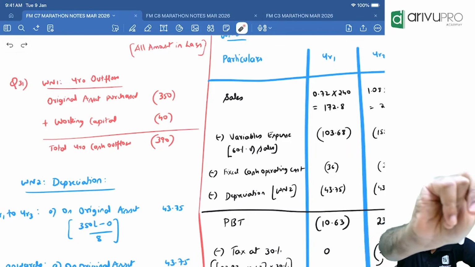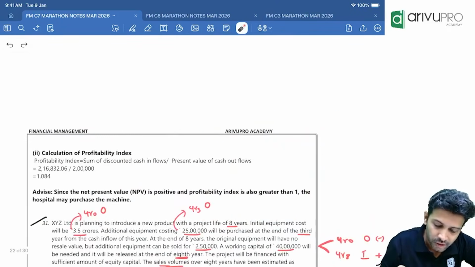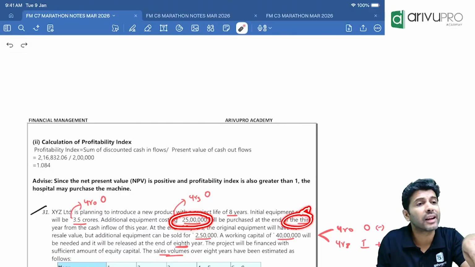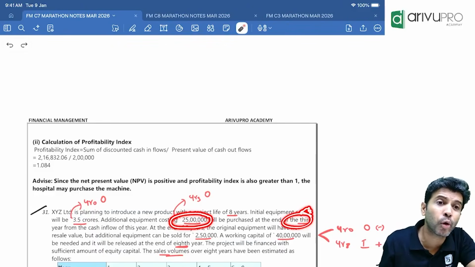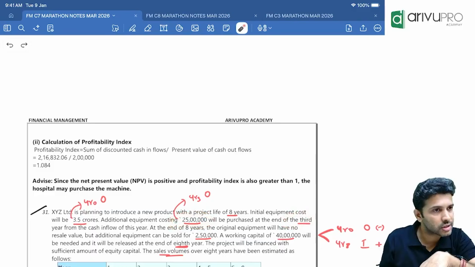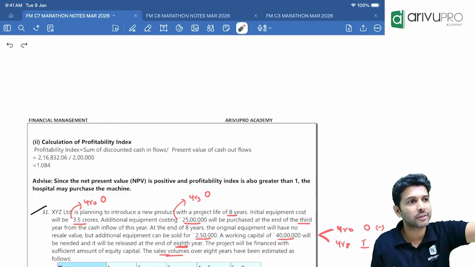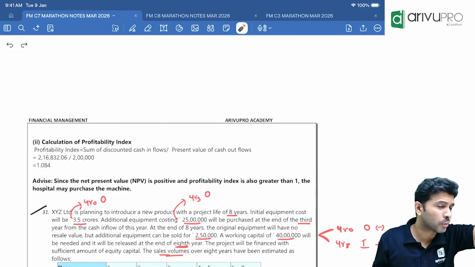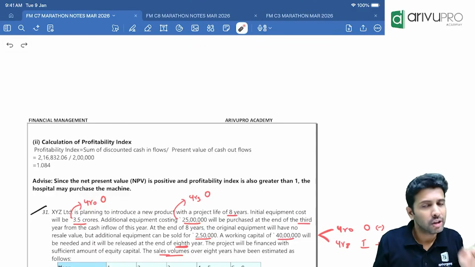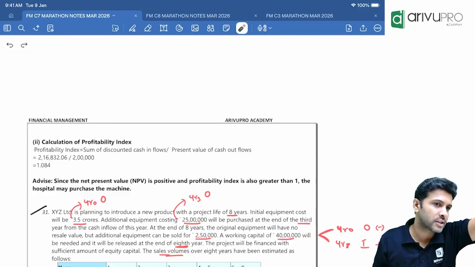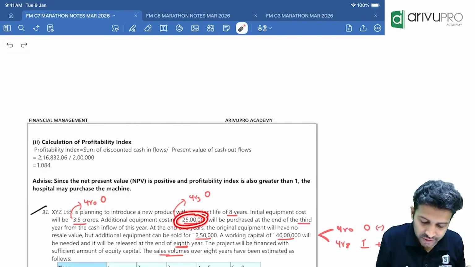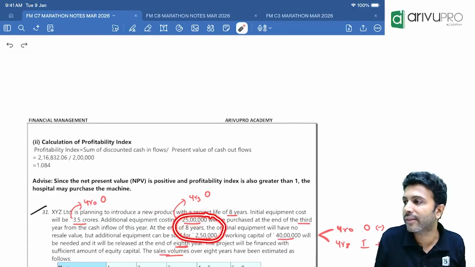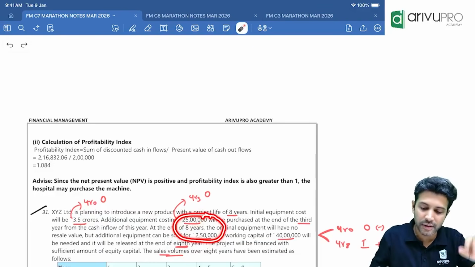This is on the original asset number 1. Asset number 2, when did you buy? You bought it for 25 lakh at the end of the third year. So depreciation on asset 2 will start from the fourth year beginning, and the project will end at the 8th year. So for the first 3 years, was the new asset 2 there or not? Asset 2 was in the project only for 5 years. So take original cost 25 lakh, and the salvage value they have given is 2,50,000. You bought it for 25 lakh, salvage value 2,50,000, life 5 years. How much?